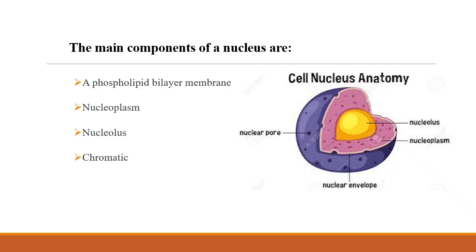So we have here this part, which is the nucleus, and this is the nuclear membrane, or envelope, and the nucleolus inside, and here the nucleoplasm between the nucleolus and the membrane. And here we can see pores to let molecules enter inside the nucleus, and also to let messenger RNA pass. So, a phospholipid bilayer membrane, nucleoplasm, nucleolus, and chromatin.